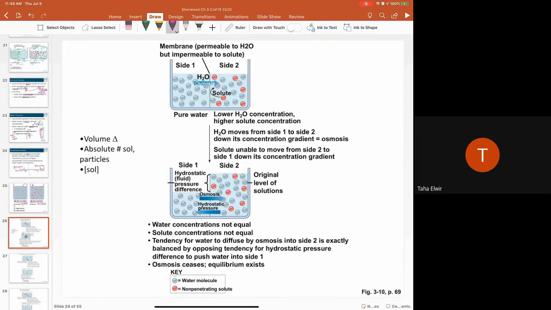In the body, we've got a semi-permeable membrane. And if we put pure water outside a cell, water is going to move into that cell. That process is called osmosis. So osmosis is the movement of water molecules down its concentration gradient. So we talk about osmotic pressure, the tendency for water to move down its concentration gradient.